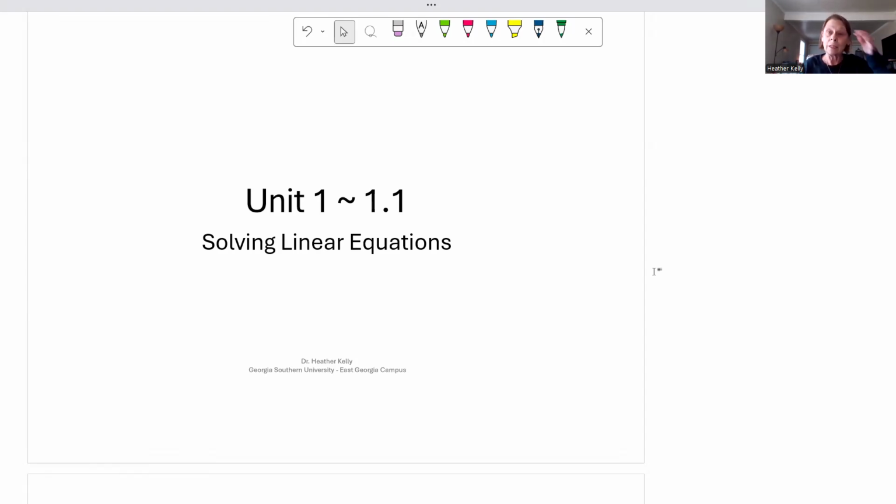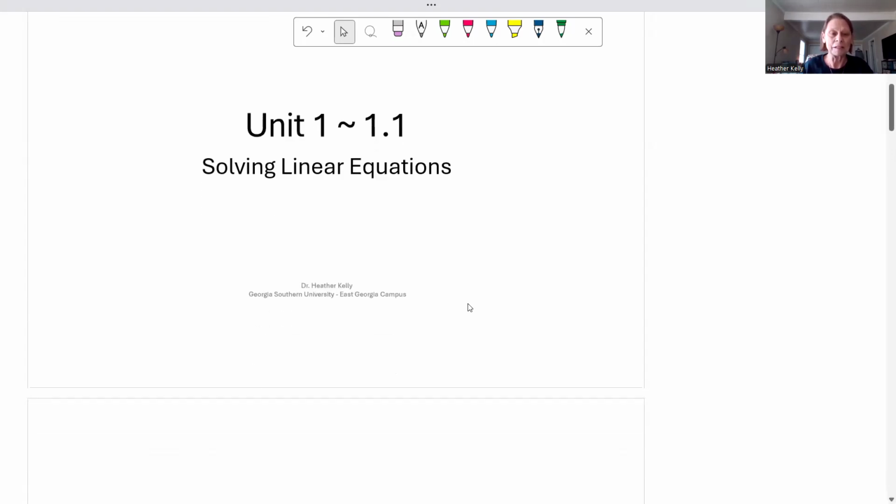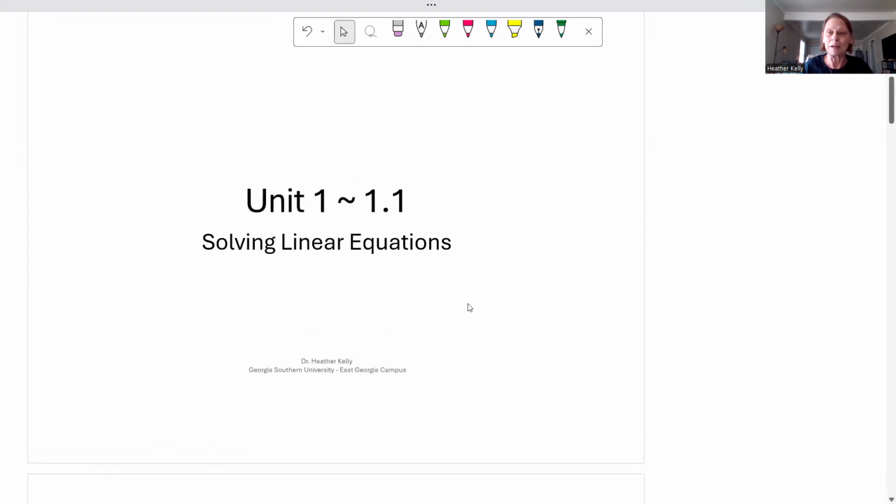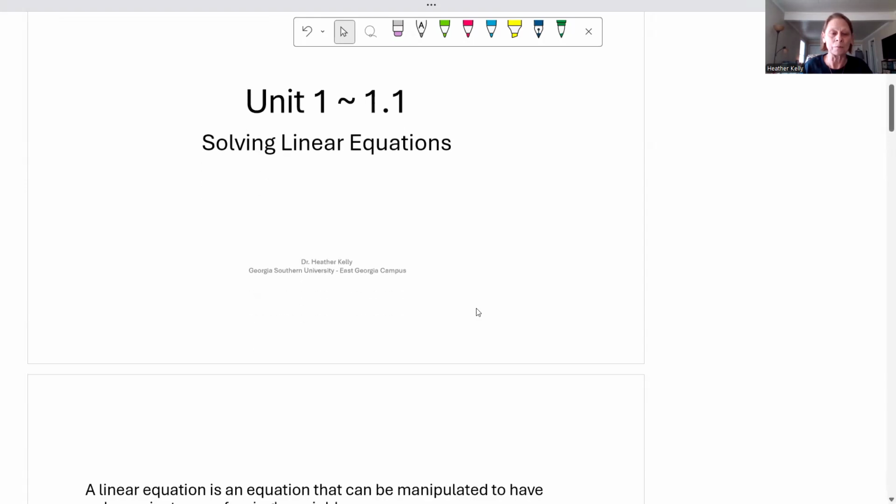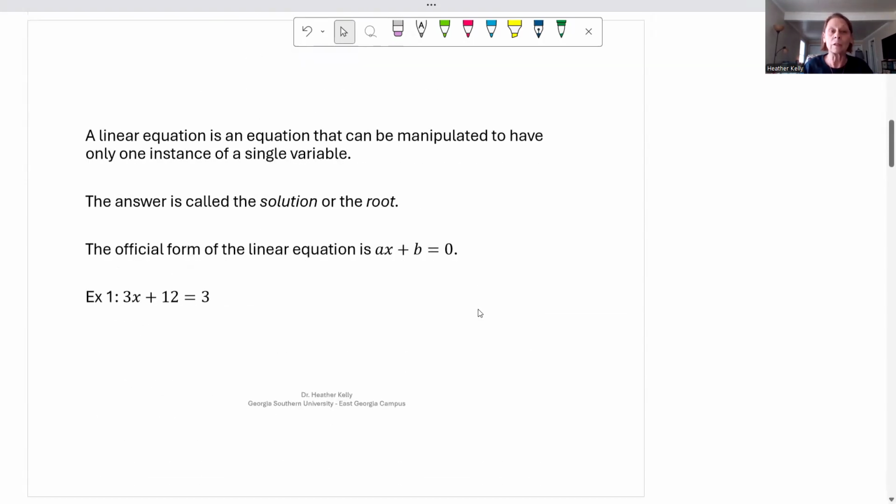So this is Unit 1, the very first section here. We're going to talk about solving linear equations. Again, like I said, might bore you to tears a little bit, but hopefully I'll show you something in here that you didn't see before. All right, well, let's start off with a linear equation.